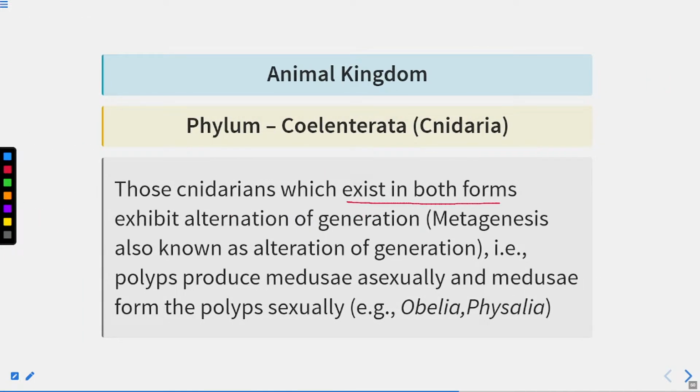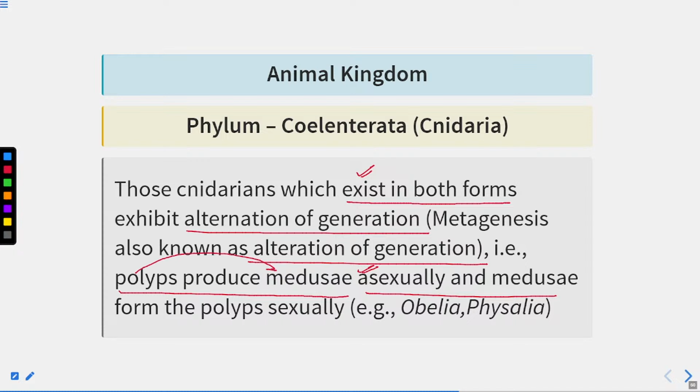Those cnidarians which exhibit both the forms show metagenesis, also known as alternation of generation. So there are some organisms that show alternation of generation, meaning in their life cycle they show both forms, polyp as well as medusa, right? So polyp produces medusa by the asexual method, and medusa forms the polyp by the sexual method. So this is very, very important.